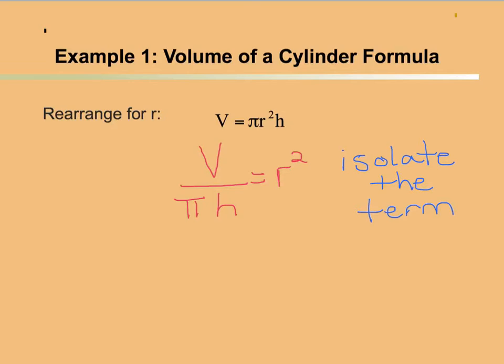Our next step would be to isolate the variable. So we need to get r squared to be r. Now the opposite of squaring would be to take the square root. We need to do the opposite mathematical operation on the other side of the equation. So we're going to take the square root on the other side of the equation. Square root of volume divided by pi h is equal to r. So the second step was to isolate the variable.